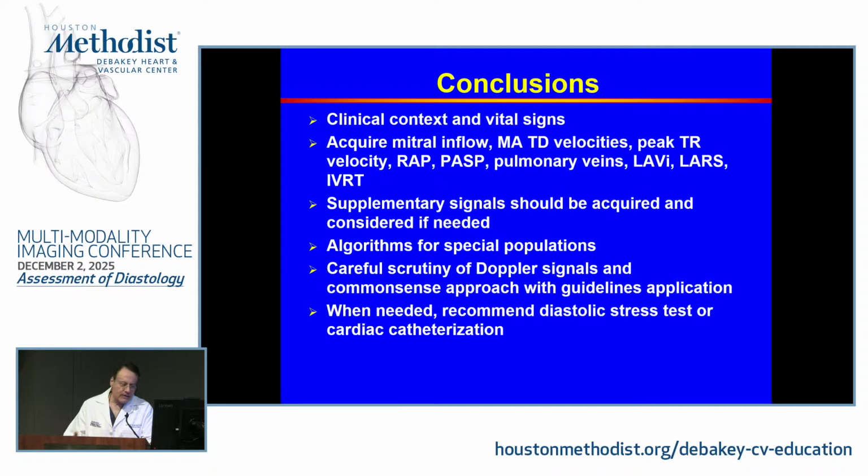At least be able to show the PR, pulmonary regurgitation, and show that atrial reversal velocity. If your patient can do a Valsalva, good. Remember, there are algorithms for special populations that we covered, atrial fibrillation, MAC, and so on.